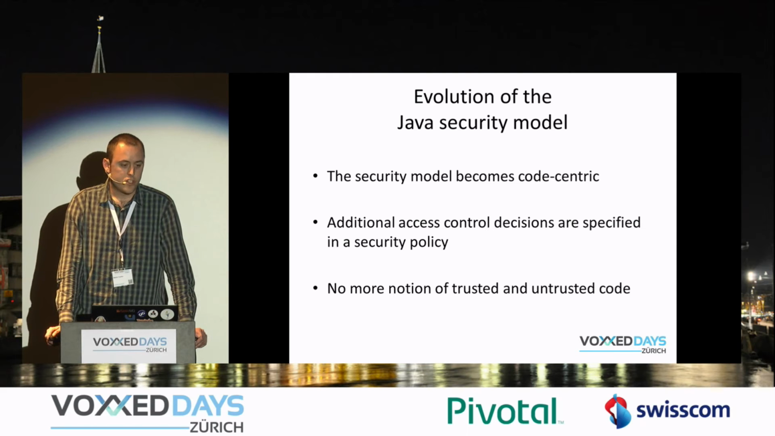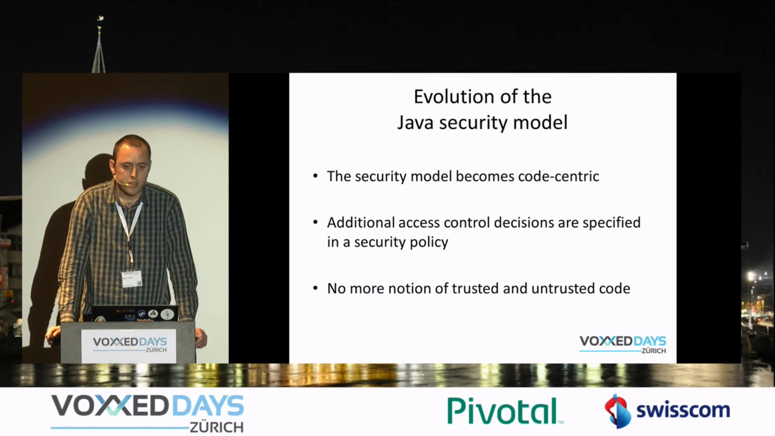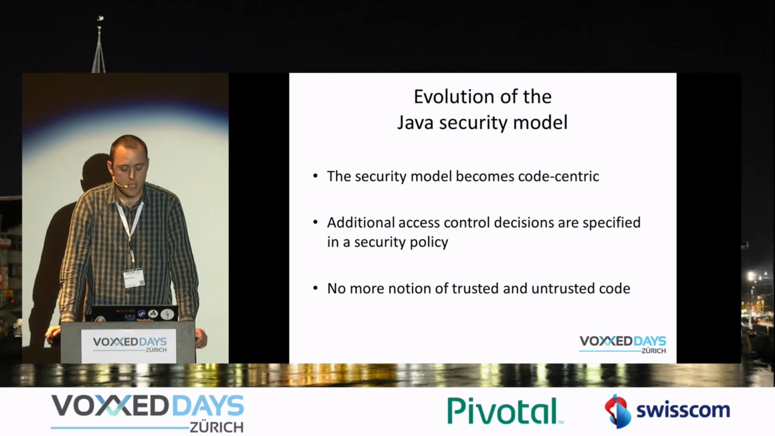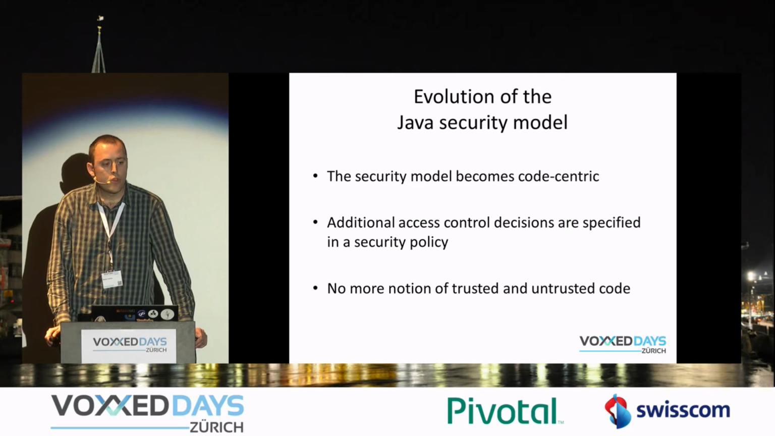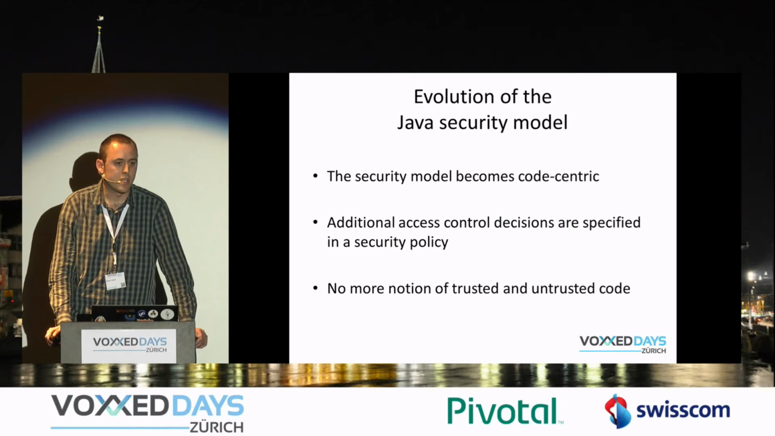So now with version 1.2 of the JDK, the security model becomes code-centric, meaning that we specify permissions based on the location of our loaded applets. And additional access control decisions are specified in terms of Java security permissions that by default are specified in a security.policy file, which stays in the JDK installation. And we no longer have the notion of trusted and untrusted source code that we had up to version 1.1 of the JDK platform.